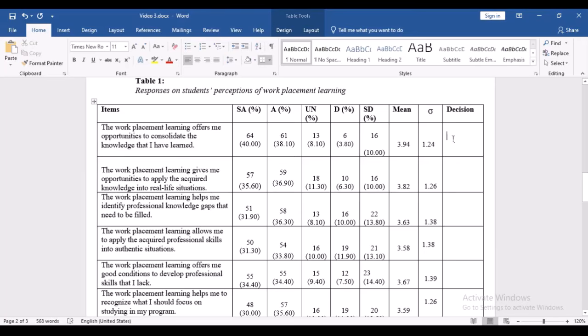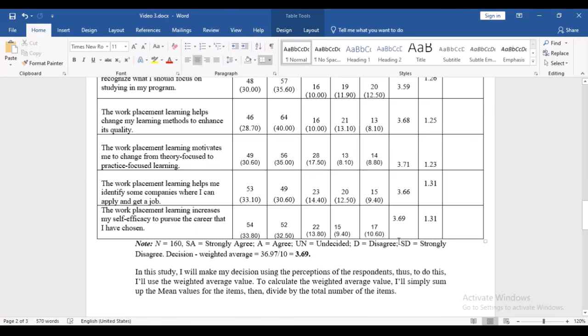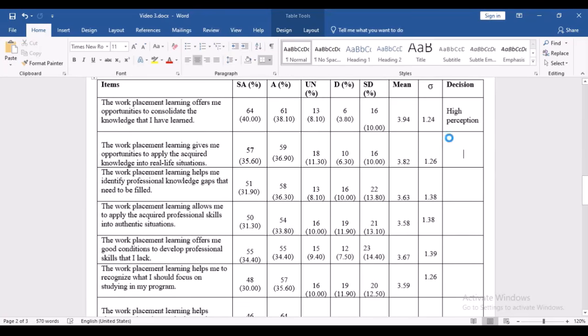So what I need to do now is, if you look at this particular one, you will see that it is 3.94, which is bigger than 3.69, which we have as our weighted average value. So I'll report this as high perception. I'll tell you why I'm using high perception here, rather than disagree or rejected or not. So here, this is 3.69. In this particular case, the majority of the students feel that this particular item applies to them.